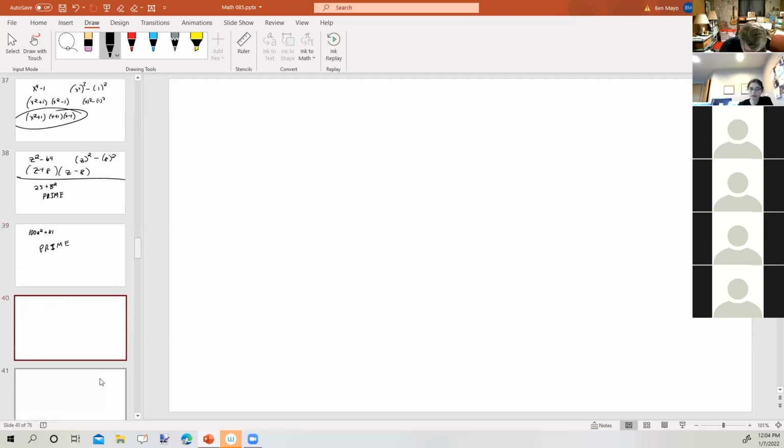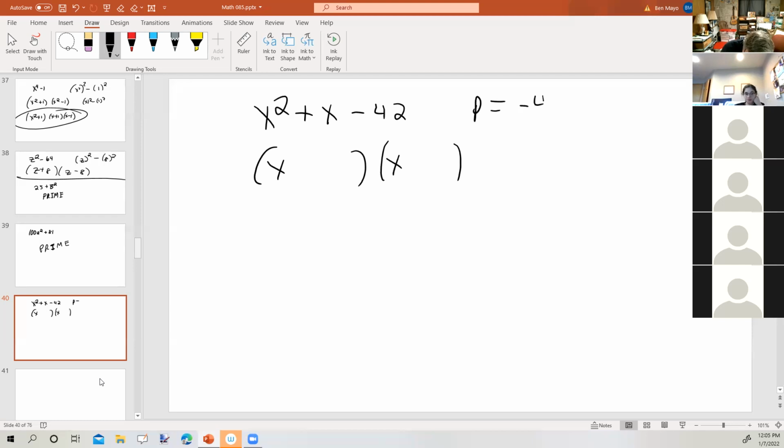Let's take a look at this problem. This is a trinomial. It's in standard form. There's no greatest common factor. And it has a leading coefficient of 1, and it's not a perfect square. X squared is a perfect square, but 42 is not. It's got a minus sign in front of it anyway. So we're back in section 6.2, where we split up the leading term x and x. Product is negative 42. Sum is the positive 1 coefficient of x.